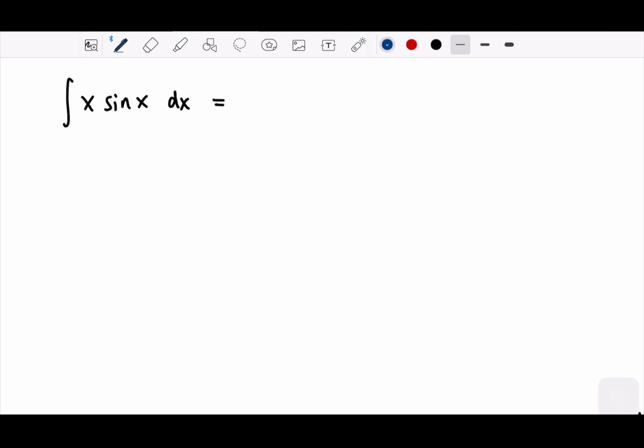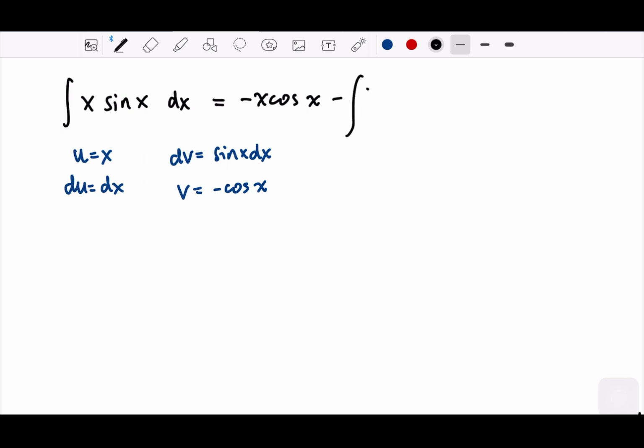Okay, so for this one, we take u as x. So du will be dx, and dv will be sine x dx, so v is negative cosine x. This way we have negative x cosine x, minus v du, which is negative cosine x dx. So this will be plus sine x plus c.